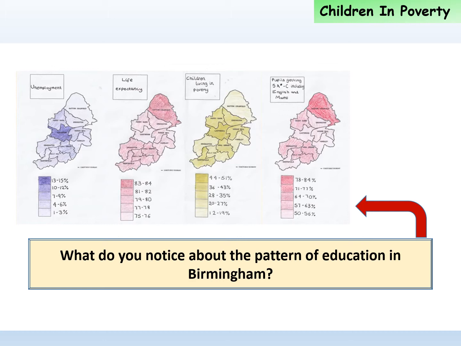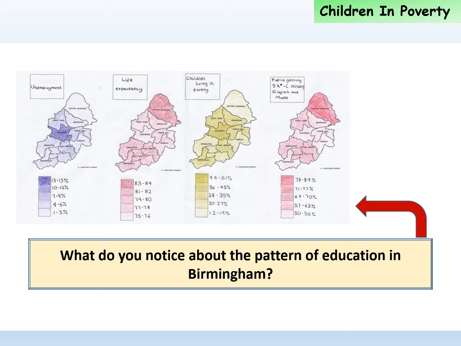So hopefully you've had a chance now to start thinking about that new map. And what you can see, again, Ladywood has got a much lower rate of exam passes than Sutton Coldfield in the north. So the exam results in Sutton Coldfield are much, much better. 78 to 84% of pupils are achieving 5 A stars to C, compared to just 50 to 56% in Ladywood. So can we link these maps together?